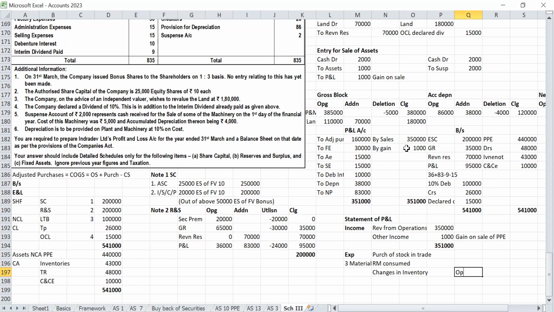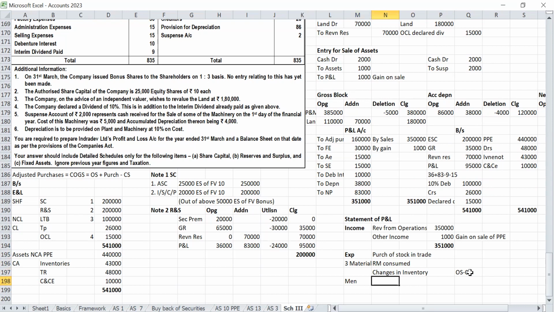Always it will be opening stock minus closing stock, plus or minus, because we are writing in the debit side. Correct? Expenses side, debit side, we are writing. Opening stock is debit, closing stock credit side. So debit minus credit. Opening stock minus closing stock, that should be written in changes in inventory. So 3 items for material, then 1 item for men.